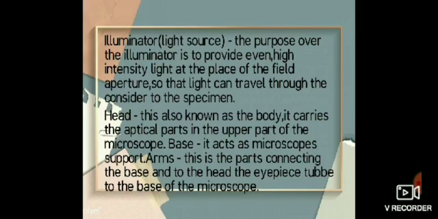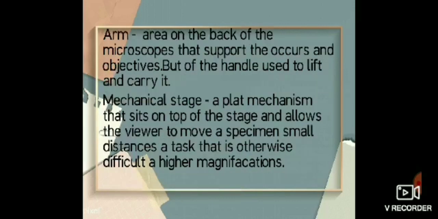And base. The base is what the microscope rests on for support. And we have arms. This is the part connecting the base to the head, the eyepiece tube to the base of the microscope. And we have the arm. The arm is the part of the microscope that supports the ocular and objective lenses, and is the handle used to lift and carry it. And we have the mechanical stage.